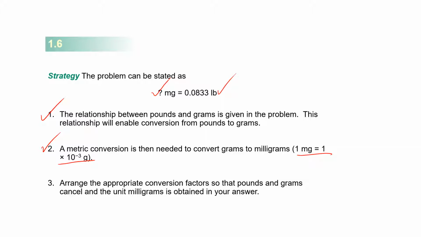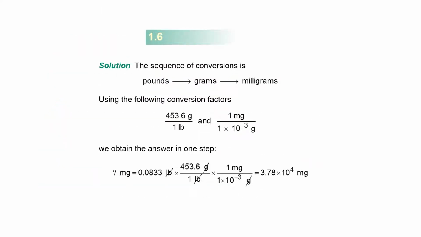Now we tackle the problem in terms of the calculation. We set up, like we just saw, so that the units we want to get rid of are going to cancel and the units we want to convert into will remain behind. So let's take a look at that. If you were to write down the plan, which I encourage you to do, it would be to go from pounds to grams to milligrams. And we have these two conversion factors.